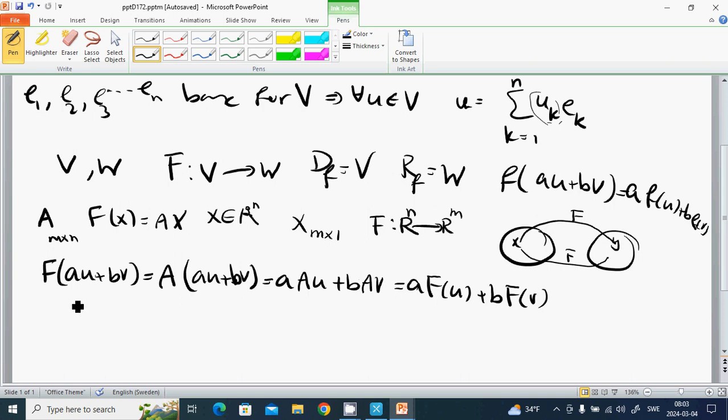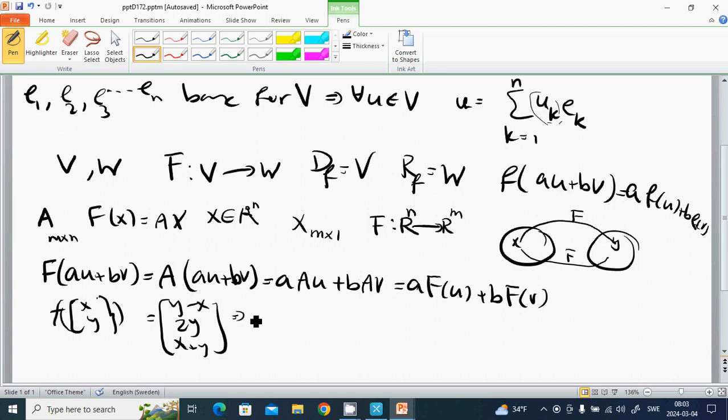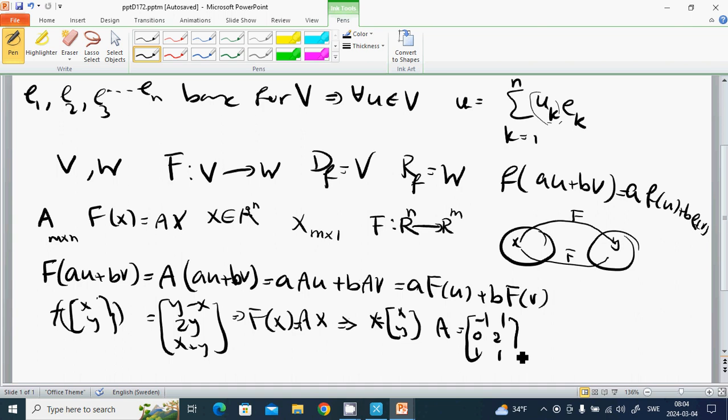If we have an example f of (x, y) equals (y minus x, 2y, and x plus y), then we have f of x equals Ax, where x is (x, y) and A is the matrix with rows (minus 1, 1), (0, 2), and (1, 1).